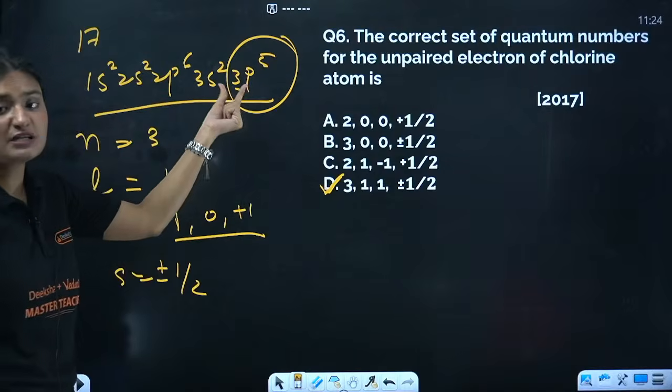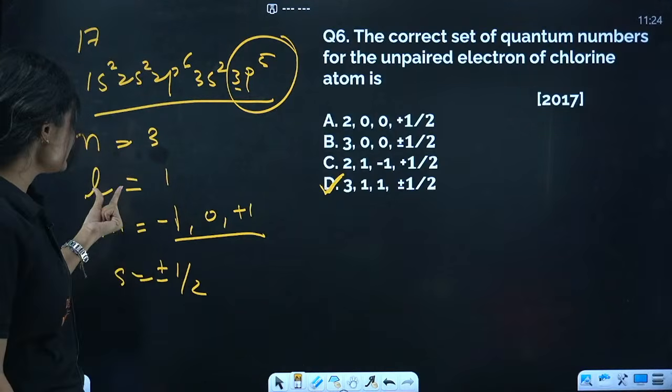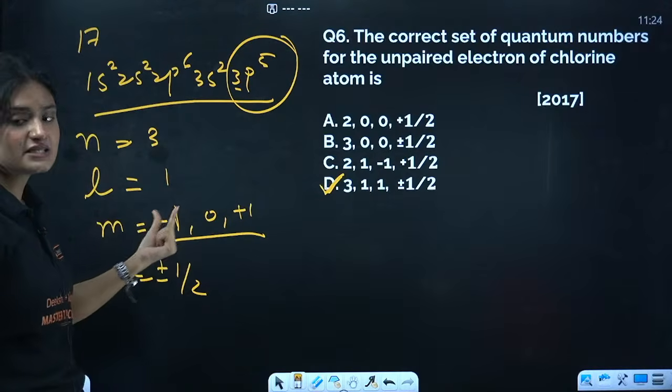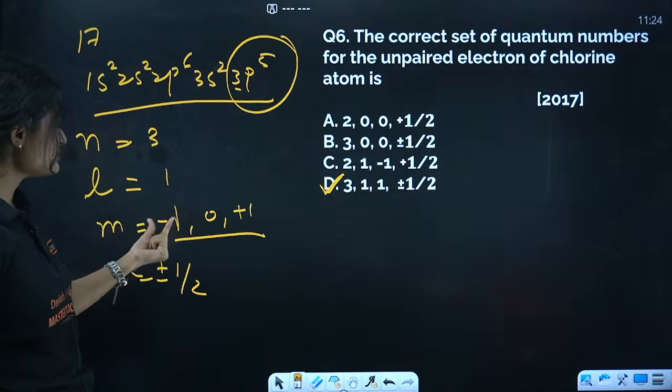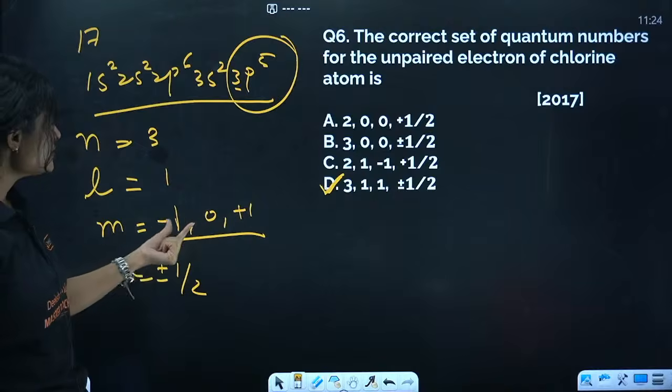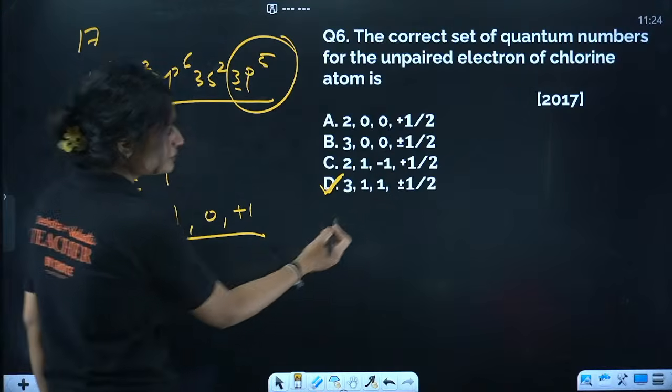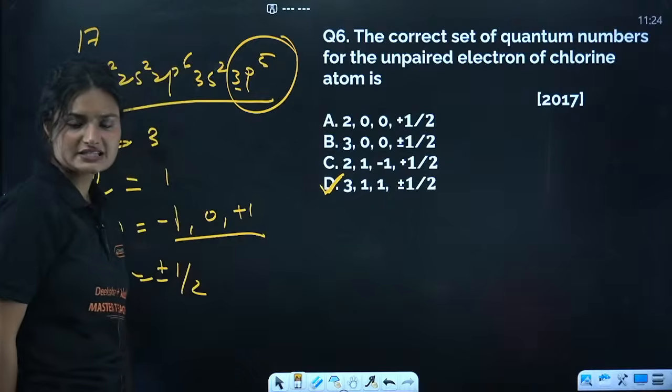For 3p, the principal quantum number is 3. The azimuthal quantum number is 1 for p. m can have a value from -l to +l including 0, so that means -1, 0, +1 is possible. And for s, it is ±1/2. So 3, 1, 1, ±1/2. That is the correct answer.